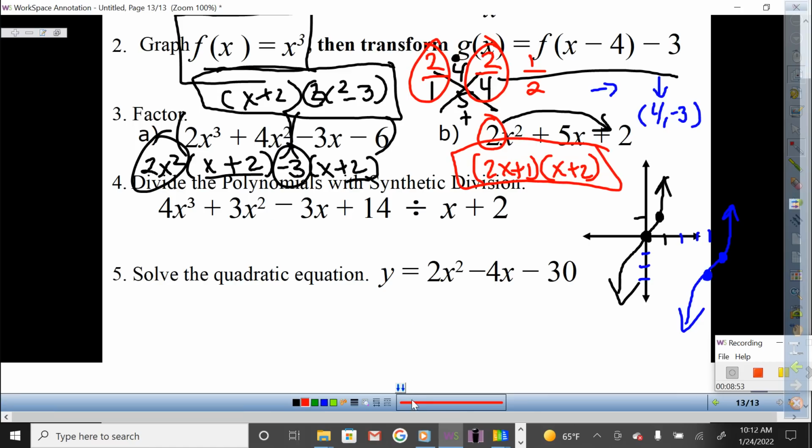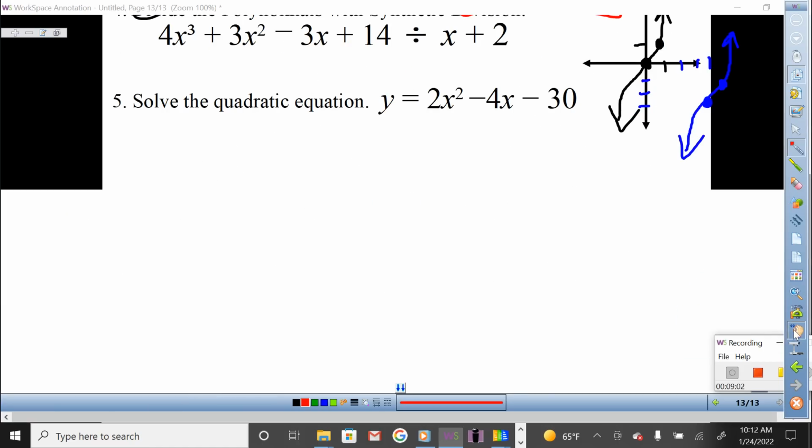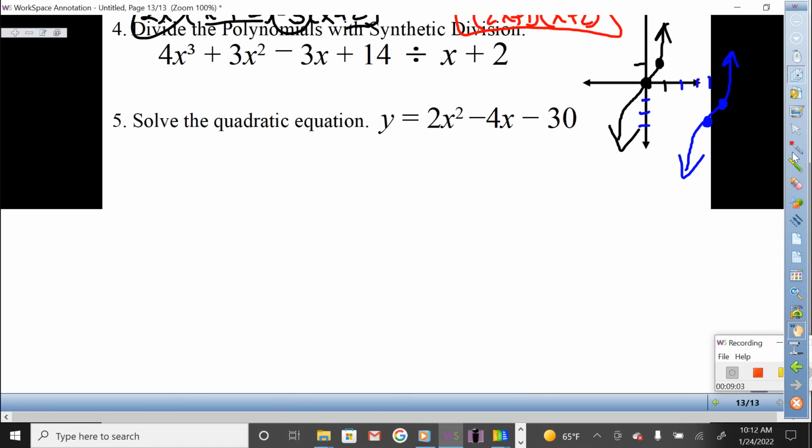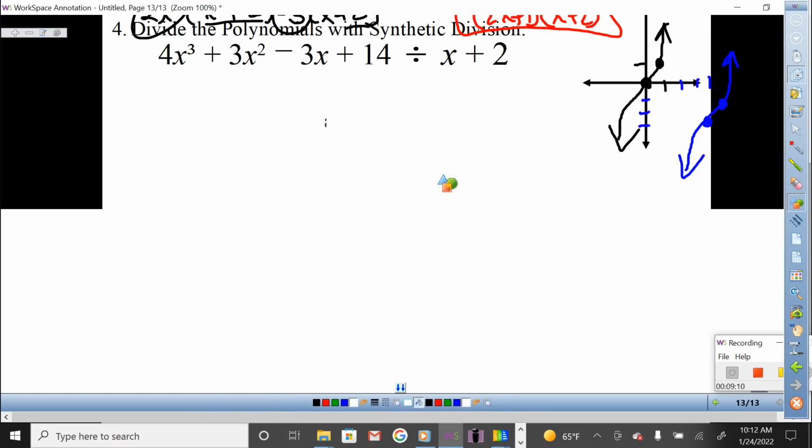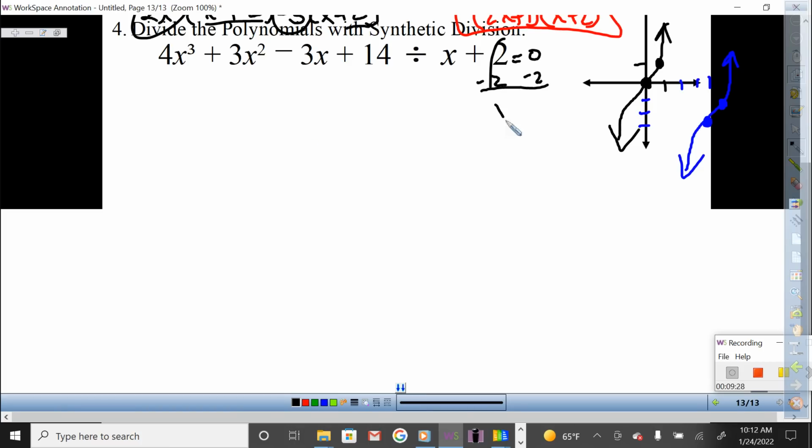And number 4. Now, you should be able to do number 4 by yourself, because we've been working on these. Here goes the process one more time. Why, Mr. Q? Because we're going to need it a lot for today's session. We're moving on. So here we go. What is the first thing we check? Standard form. Is this in standard form? Yes. Anything missing? No. So we set this equal to 0, minus 2, minus 2. So my divisor is negative 2. Coefficients: 4, 3, negative 3, and my constant of 14.